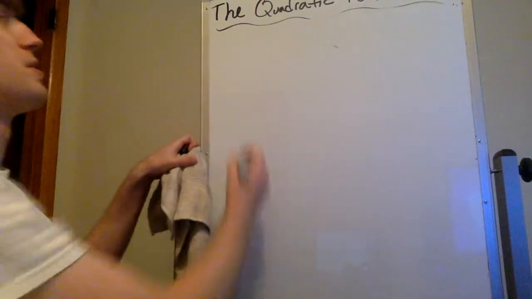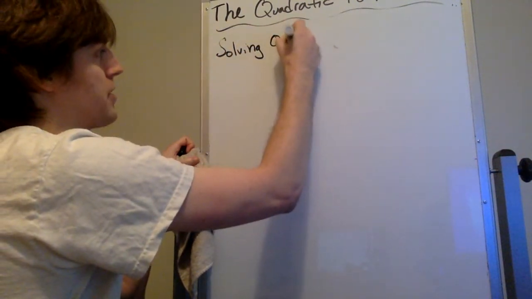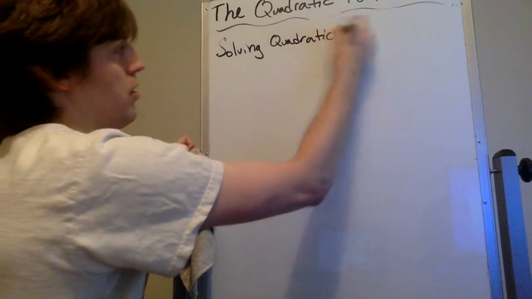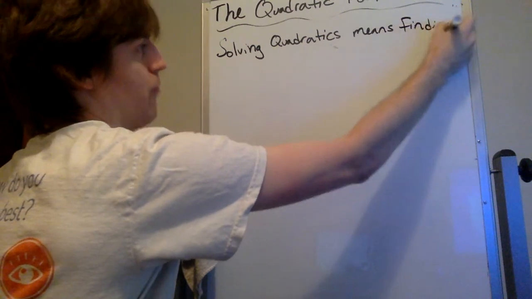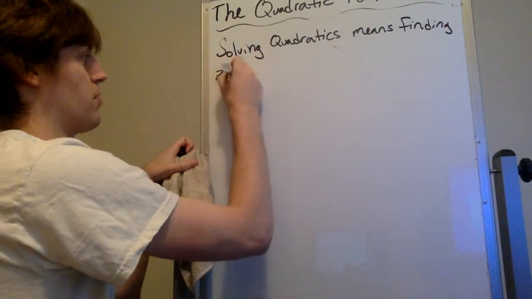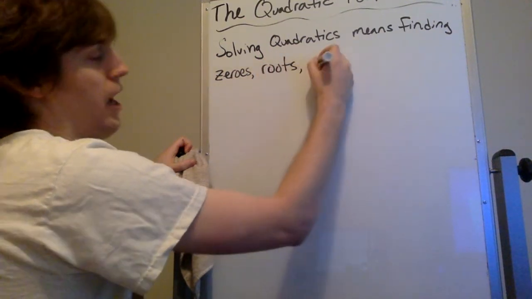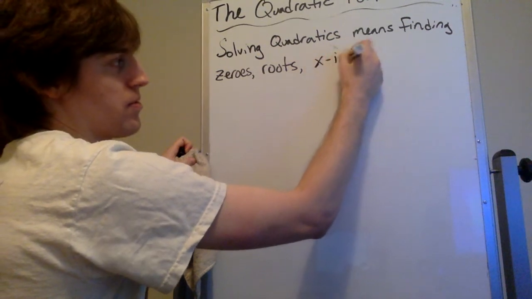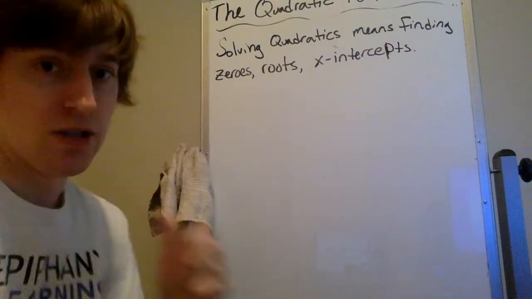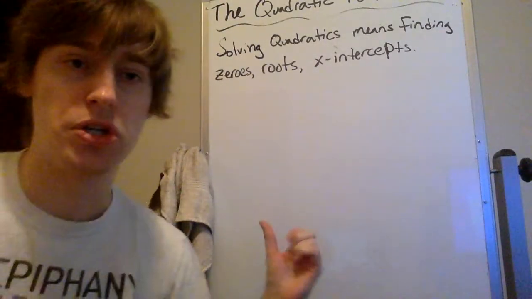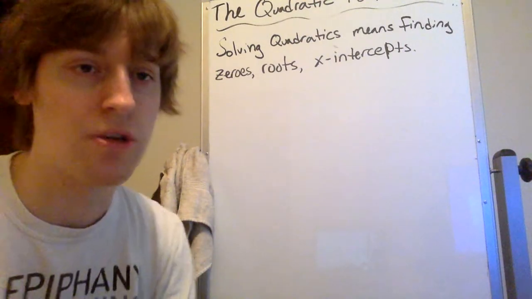So remember, when we're solving quadratics, that means finding the zeros, aka roots, aka x-intercepts. Okay? So what the quadratic formula does, you just plug in a whole bunch of numbers, and it just instantly, poof, it just tells you where it is.